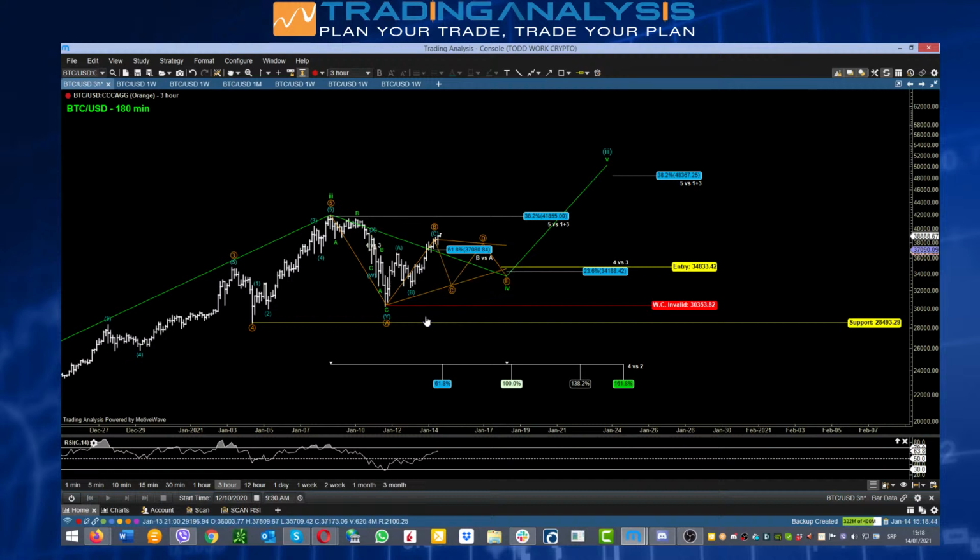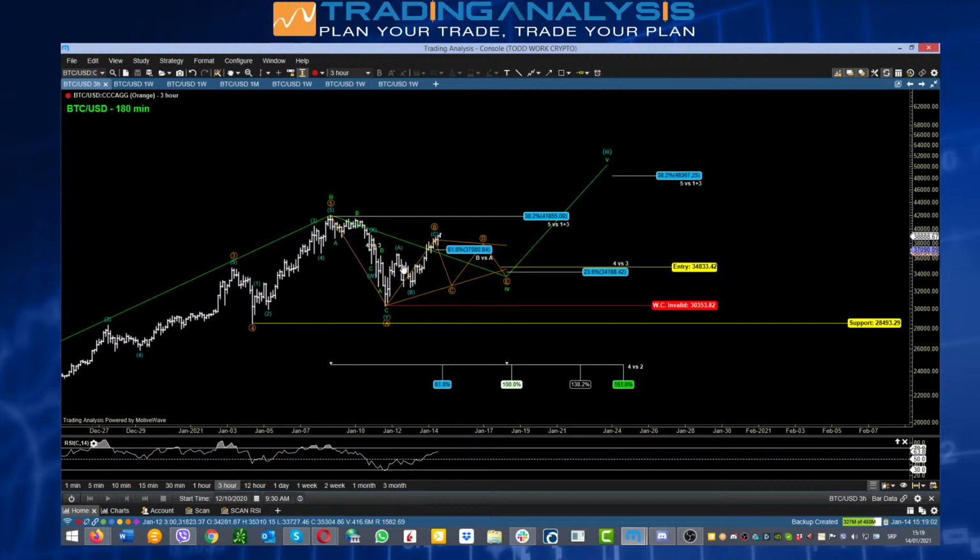So in this situation, we see this as a possible triangle. So we are still not proposing or looking for any entries. This might continue on the upside. That's fine. I'm not stressed with that one.